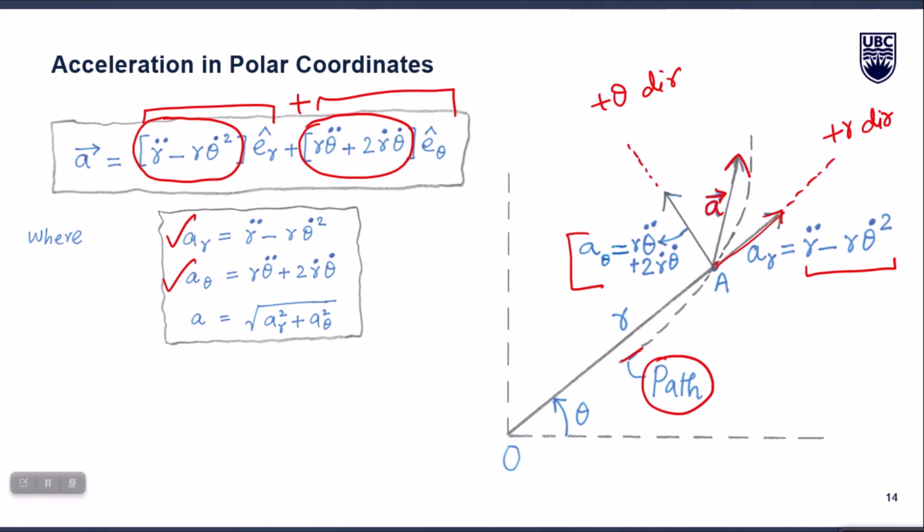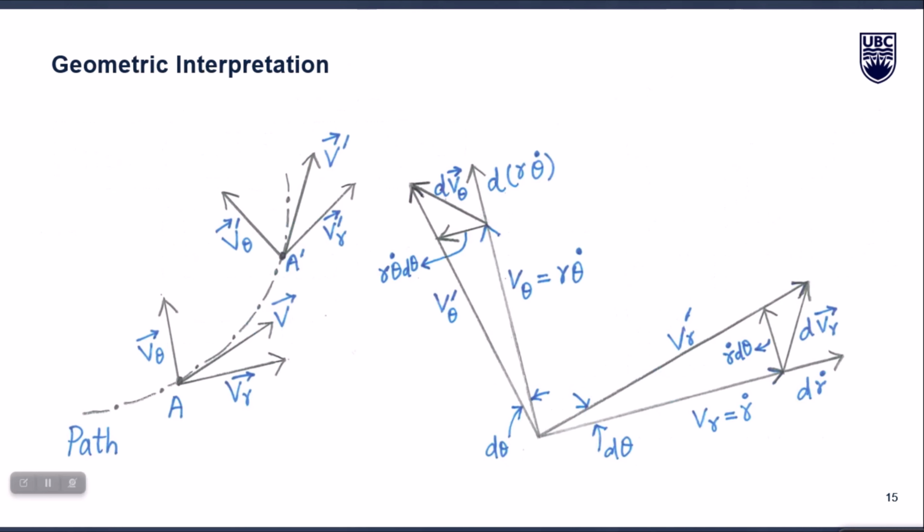So now you will be repeatedly applying these scalar expressions to resolve any acceleration vector into its r and theta components, right? For keeping the discussion simple, I will skip the geometric interpretation and directly go to one or two solved examples towards the end of this discussion. Although I included it in my notes here, these couple of slides I will not be explaining.